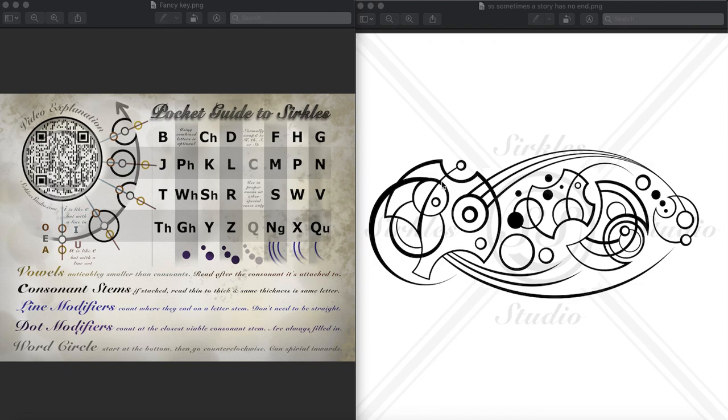T has no lines ending on it. So even though this line passes through it, it doesn't end on it, so it doesn't count. So lines can pass through things and not count, but when they end on things, they count. So this has no modifiers. So that's just the letter T. And then here we have our I with a line going inwards.